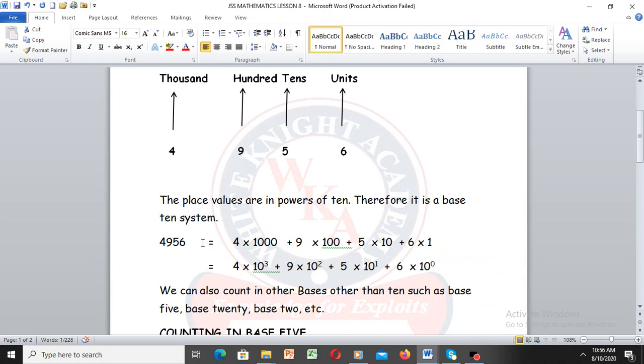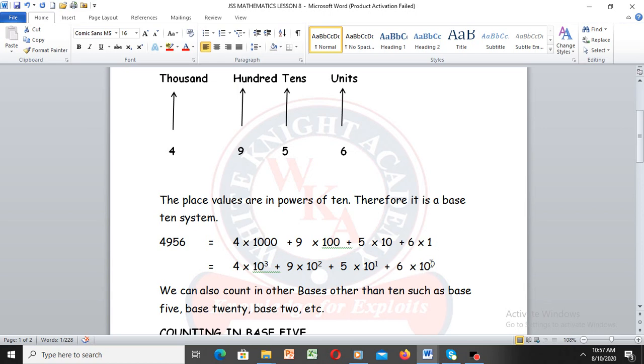So this can be further broken down as 4 times 1000 plus 9 times 100 plus 5 times 10 plus 6 times 1. 4 times 1000 means 4 times 10 raised to power 3. And 9 times 100 means 9 times 10 raised to power 2. 5 times 10 means 5 times 10 raised to power 1. And 6 times 1 also means 6 times 10 raised to power 0.